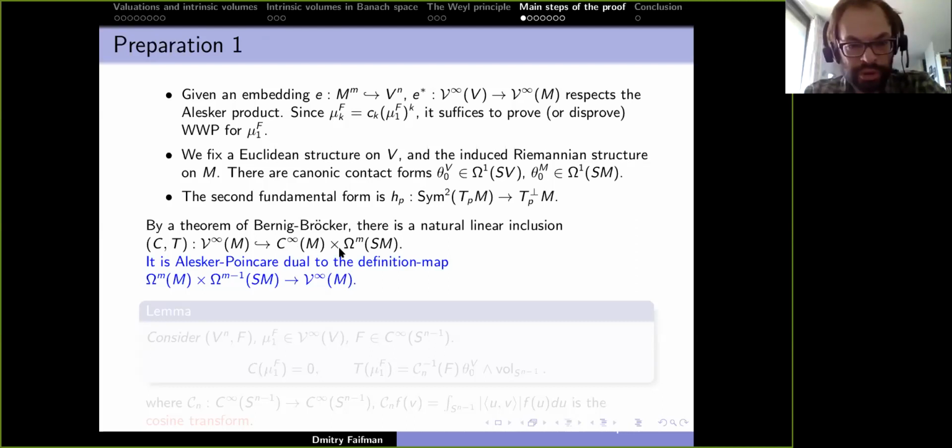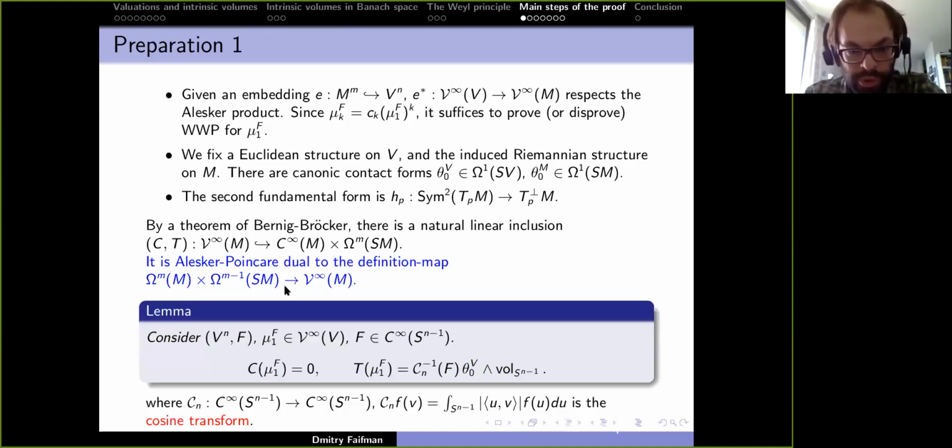Okay, so first we can go ahead and just compute this description for the first intrinsic volume of a linear space. That's a simple computation. And you find that, well, that's what it is. F is the norm. So you take the inverse cosine transform of the norm, some function on the sphere, and you multiply it by some standard form, the contact form times the volume form on the sphere. Okay, so that's the meaningful part, the inverse cosine transform of the function.